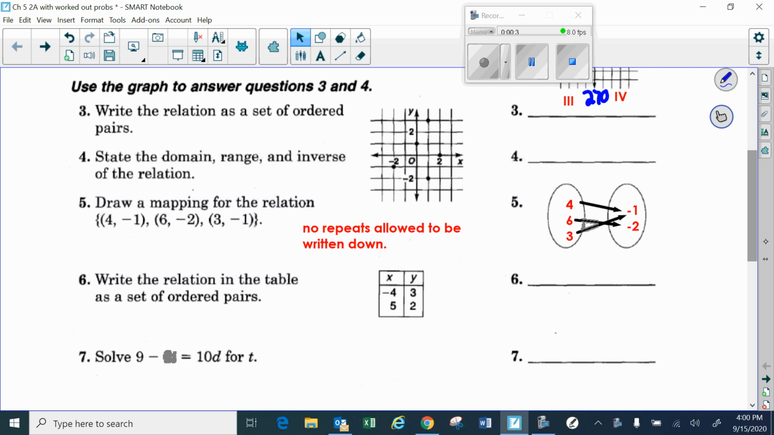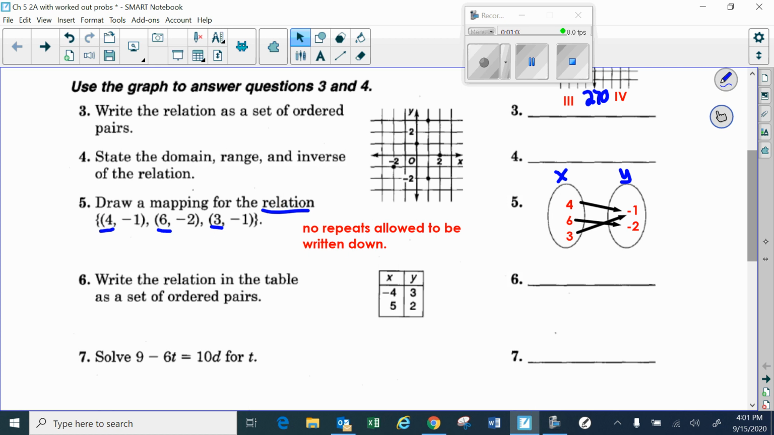Draw a mapping for the relation. Remember, relation is a set of points. Oftentimes it is here, but it could be other things as well. And so we have the x coordinates are the input and the y coordinates are the output right here. And so notice in the x we have 4, 6, and 3. Okay, for the y we have -1 and 2.